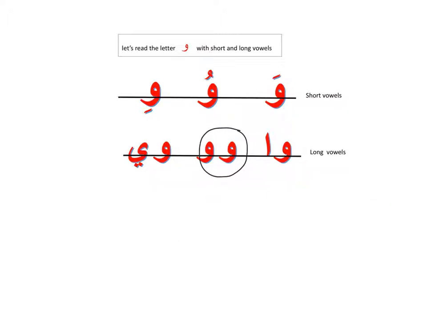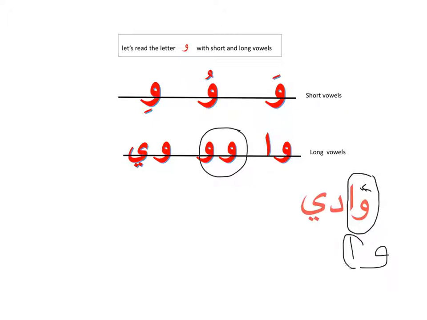Now I'm going to write for you a word that has the vowel u or the letter wa, and you need to guess, is it a letter or a vowel? The word wadi. Look at it. What do you think of this wa? Is it a letter or a vowel? It's definitely not a vowel, because a vowel cannot come at the beginning of a word. The vowel always follows a letter. So this one is the letter wa, and if you look here, it has its own vowel a. So this one is wa. Wa-di.